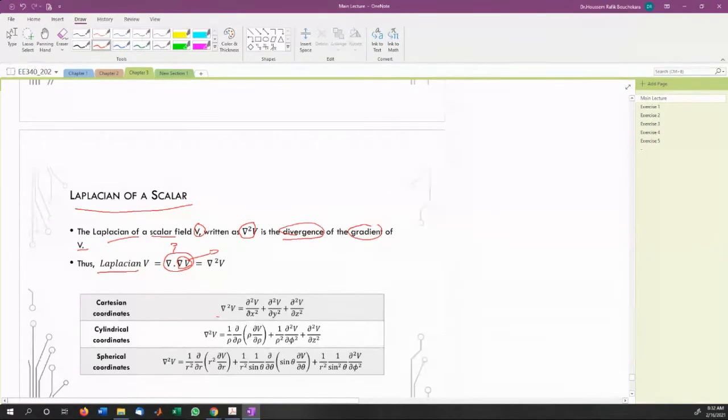So the Laplacian of V in Cartesian coordinates is equal to the second partial derivative with respect to x, plus the second partial derivative with respect to y, plus the second partial derivative with respect to z. In cylindrical we must include rho, and in spherical we include r. This is the Laplacian of a scalar.